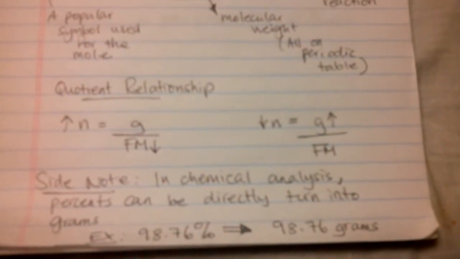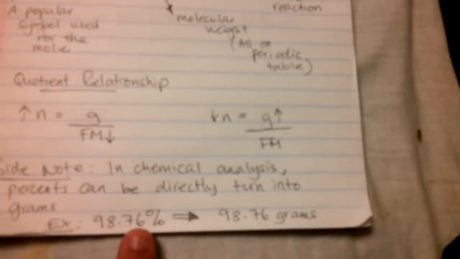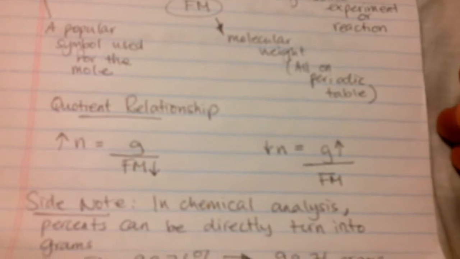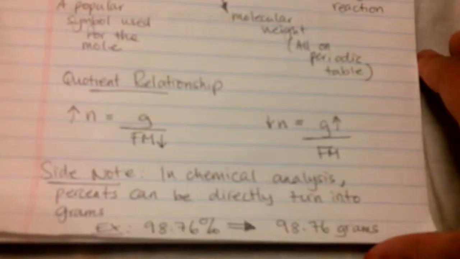Just as a side note, if you are in the realm of chemical analysis and you have percents, they can be directly transferable to grams because we are all in the relative state of 100. So if you have 98.76% of a certain compound or a certain element, you're going to have 98.76 grams of it. And that is called the grams to moles conversion or the moles to percents conversion. That is a relatively simple table, and we'll go into that more when we do chemical analysis.